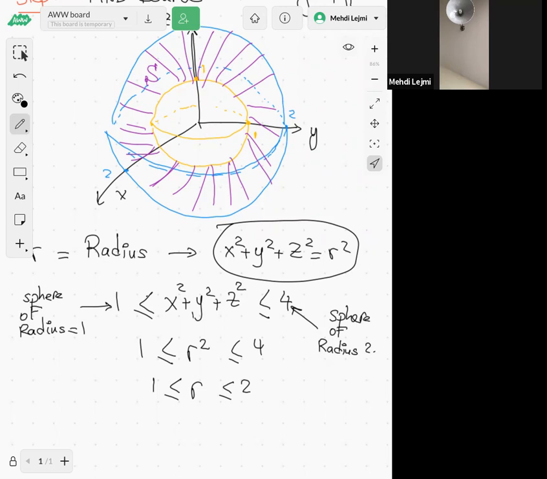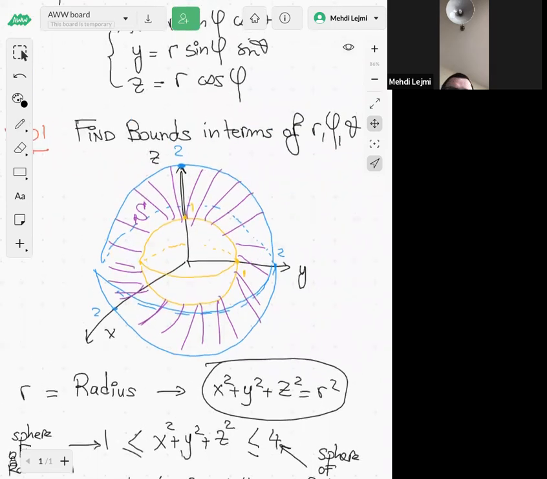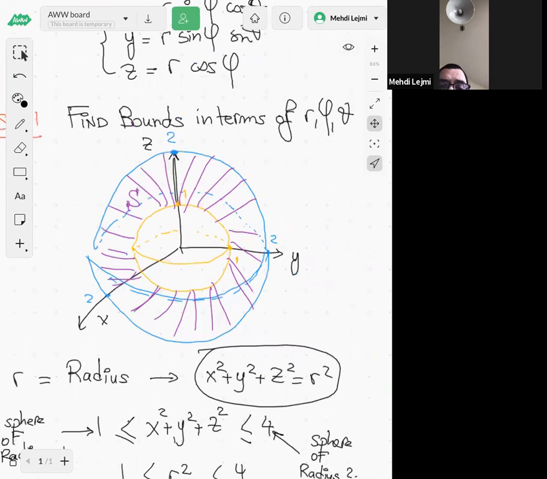Okay. Now, is there any other restriction on the solid S? No, that's it. I mean, it's just bounded by these two spheres. So in particular, the phi. Remember, the phi is supposed to be the angle between the positive side of the z-axis and your point. So phi here, there's no restriction on phi.